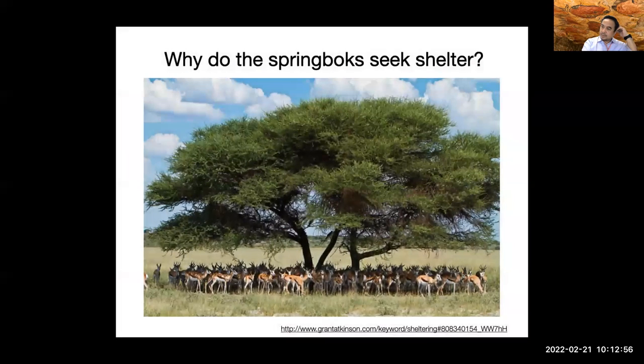Okay, look at these images. The question is, why do the springboks seek shelters? Shelter is a protection, right? Springbok is that group of deer, looks like a deer, right? Why? Question, you think of the answer in your head, right?